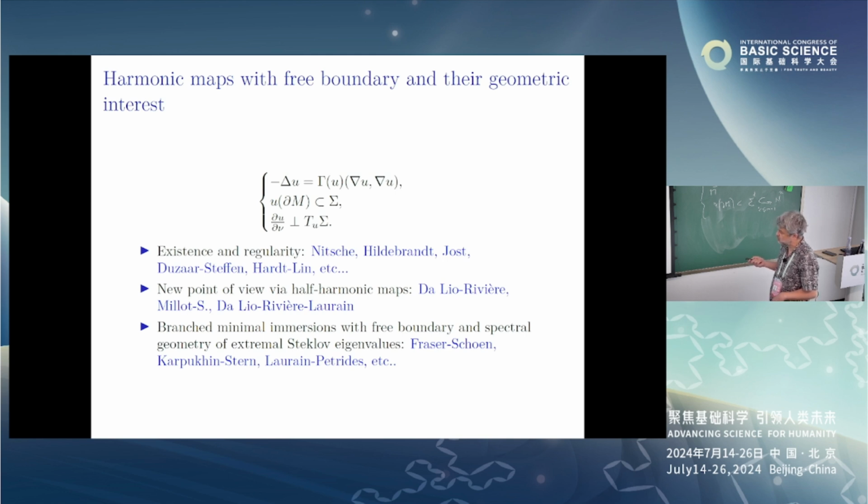So there are good reasons to look at harmonic maps with free boundary. And one of them is the fact that they are ubiquitous in the extremal metrics for the Steklov problem. So it's been looked at by Daniel, Fraser, Schoen, Laurent Pétrides. I have no time to develop the geometric interest of looking at this, and understanding the existence of such maps and their regularity.